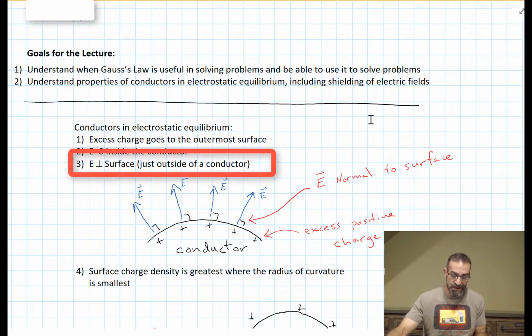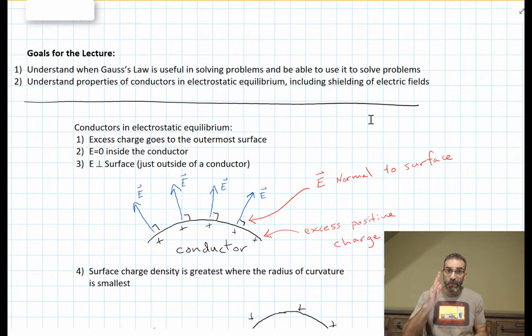The next thing is that the electric field is perpendicular to the surface just outside the surface of the conductor. That has to be true because the charges aren't moving. If the electric field wasn't perpendicular at the surface, if it had some component that was tangent to the surface, then an electron at the surface would move. It would feel a force because of that component of the electric field. So the electric field can't have any component tangent to the surface. It has to be completely perpendicular to the surface if the charges aren't moving.